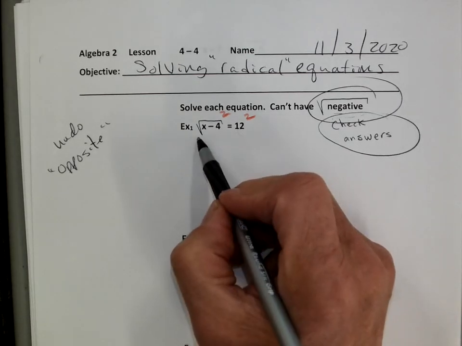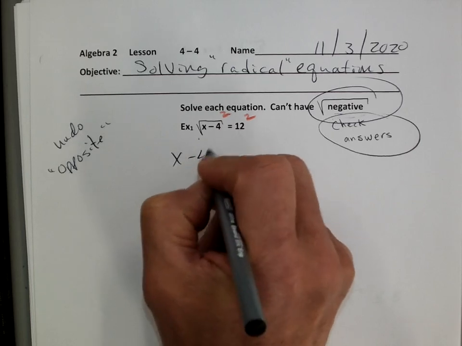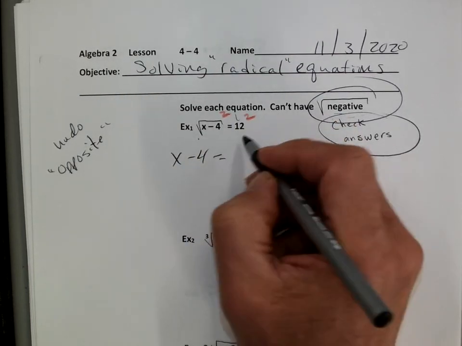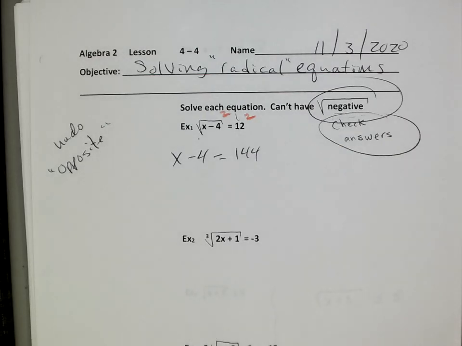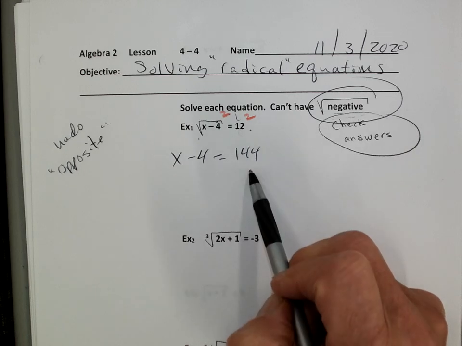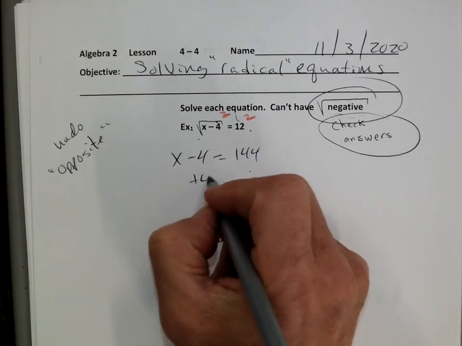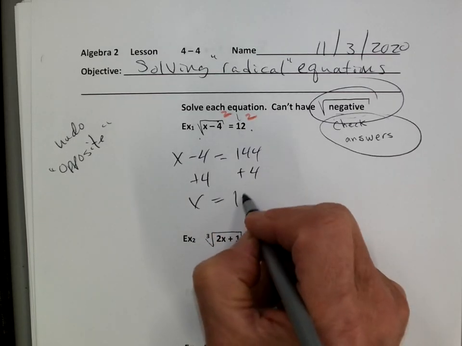The square root with the square cancel each other out, and I get just a plain old x minus 4. But over here, 12 squared is 144. Okay? That seemed pretty easy. We're just going to square both sides to get rid of the square root. 12 squared is 144. To solve, I go plus 4, plus 4. I get x equals 148.